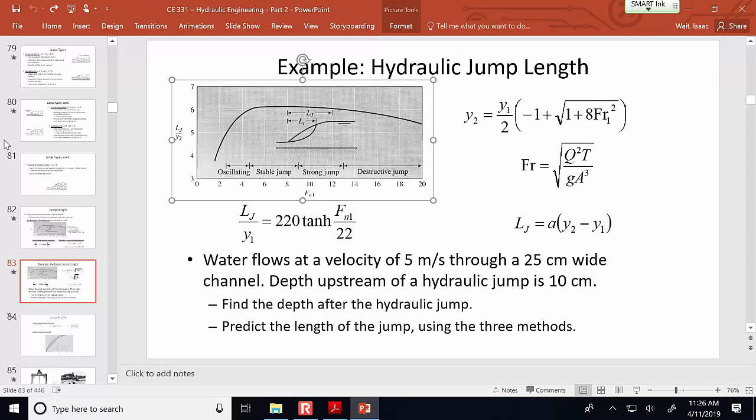The other method, the Hager equation. Now, on the Casio calculator, how do you do tanh? Is there a button on there that allows you to do that? Hyperbolic button? All right. So hyperbolic tangent. Okay.